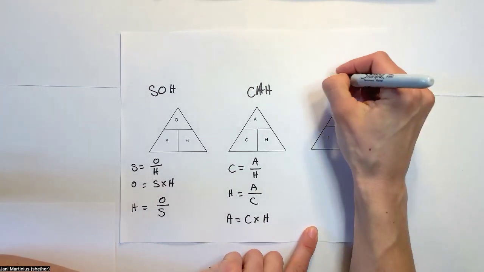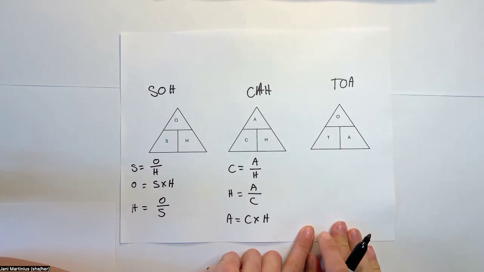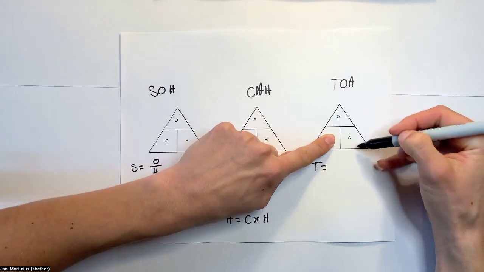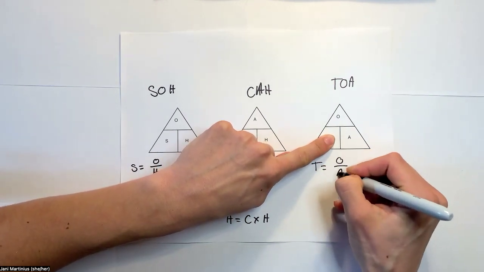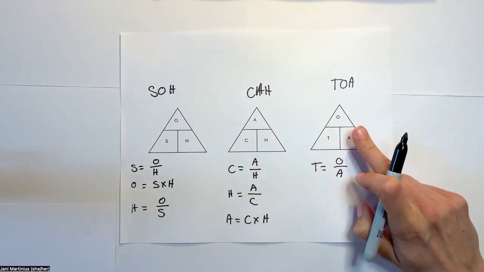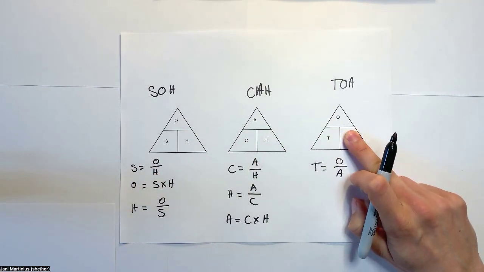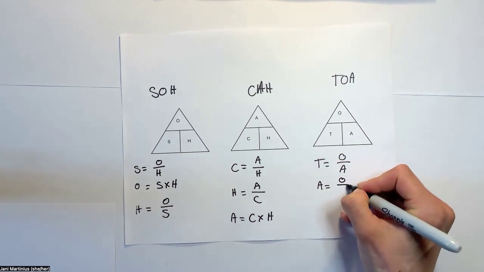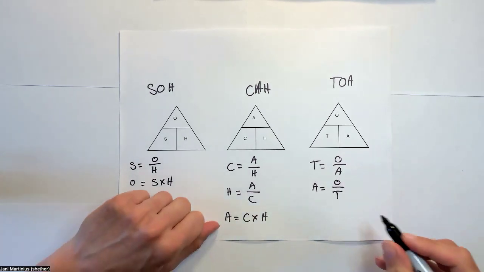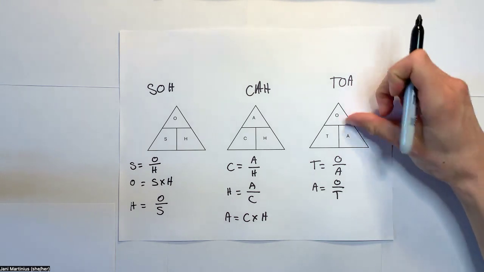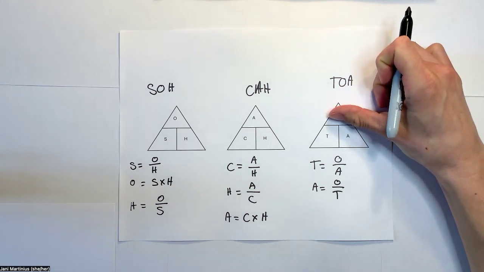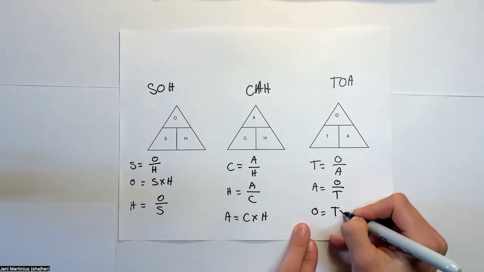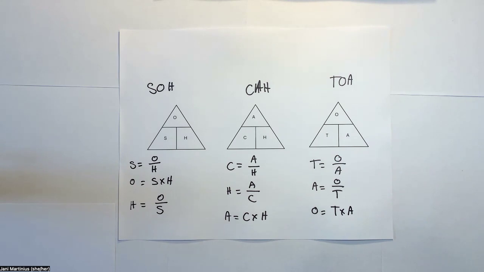Now let's check out the last one. That's TOA. Okay. What if we're looking for the angle? So T equals O divided by A. What if we are looking for the adjacent side? We have A equals O over T. And then one last one. What if we are looking for the opposite? Then we have T times A left over. And those are all the functions.